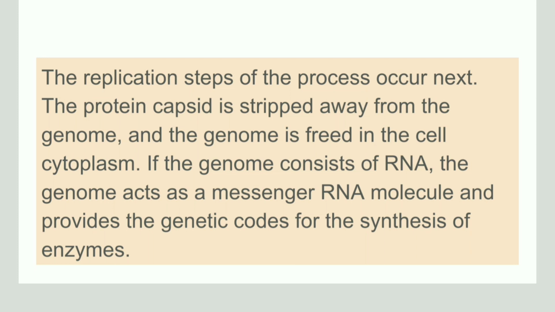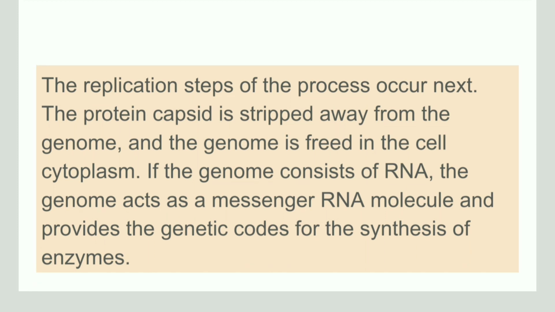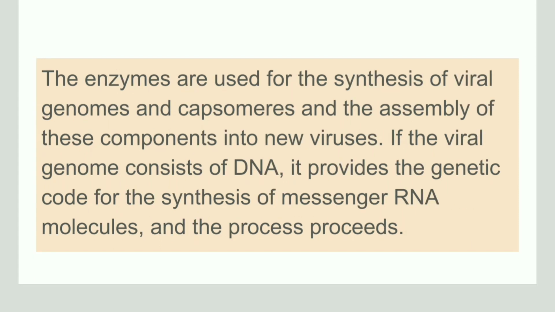So the third step of viral replication is the uncoating step. In this step, the protein coat is stripped away from the genome, and the naked genome is present at this stage. The actual replication process starts from this stage. These enzymes are used for the synthesis of viral genomes and even the capsomeres, that is, the subunits of the capsid. These then arrange and assemble and form the components of the new virus. If DNA is the genetic material, then the synthesis of messenger RNA molecules proceeds, and the process continues.